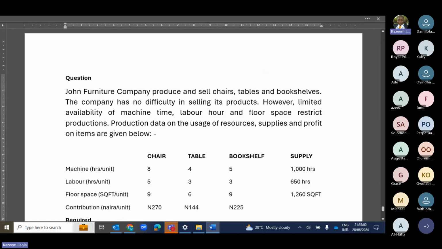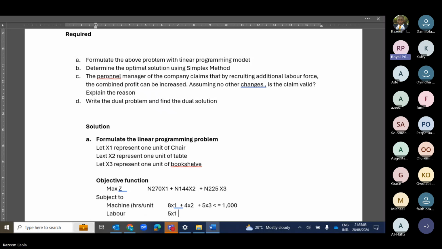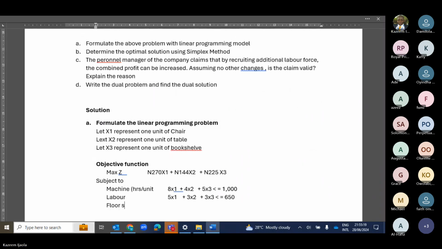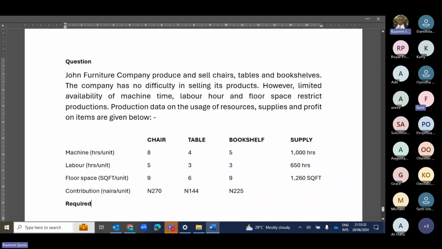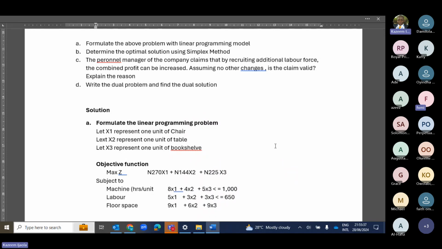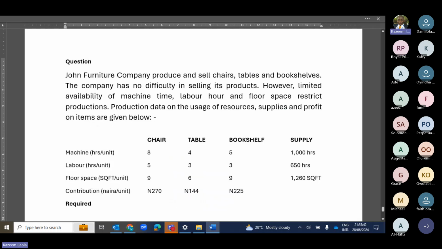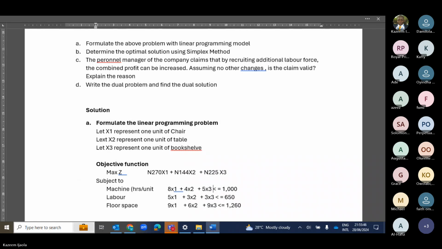You do the same for labor too: 5x1 plus 3x2 plus 3x3, less than or equal to 650. Then the last one is floor space: 9x1 plus 6x2 plus 9x3, less than or equal to 1,260. Once you have done this, you will now do your non-negativity. So write your subject to, then put your non-negativity: x1, x2, x3 greater than or equal to 0.